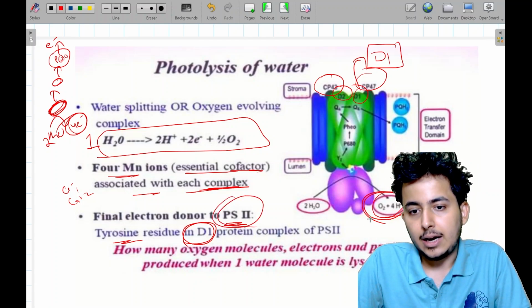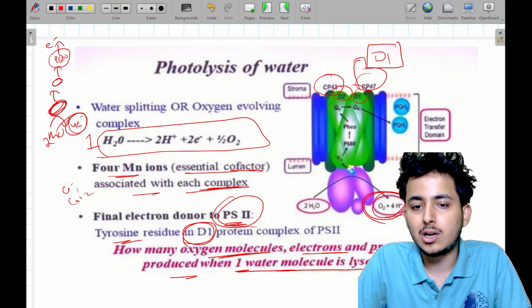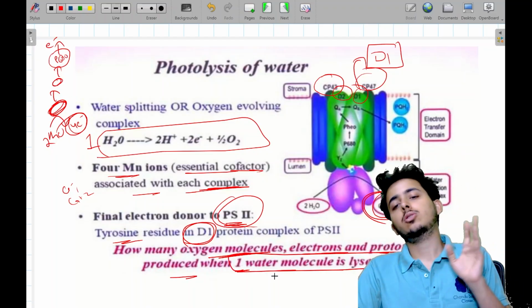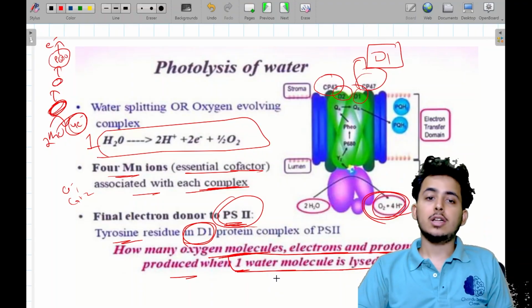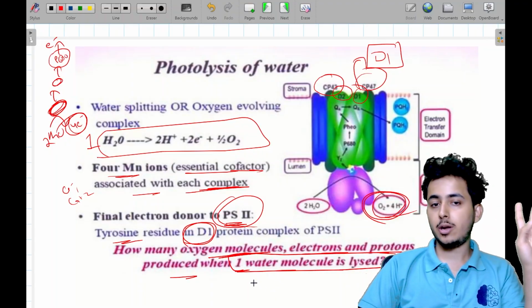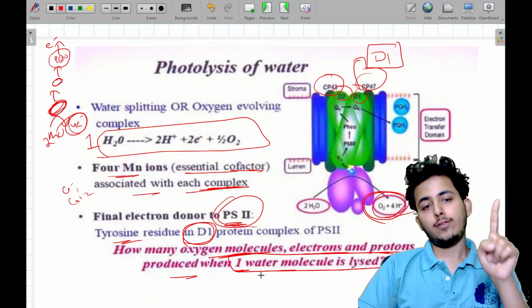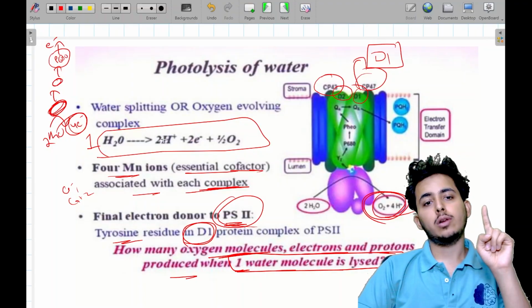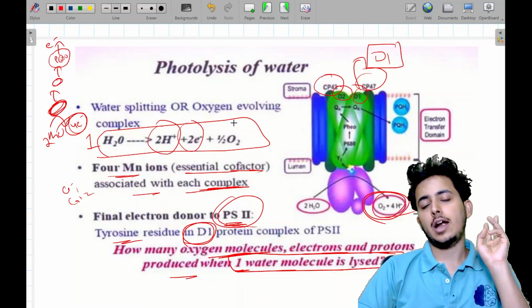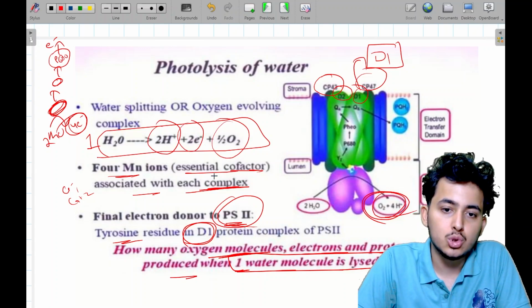And this is the question: how many oxygen molecules, electrons and protons are produced when one water molecule is lysed? I have already answered this since my first lecture. If you are splitting two water molecules, you get 4 protons, 4 electrons, 1 molecule of oxygen. If you split one water molecule, you will get 2 protons, 2 electrons and half a mole of oxygen. This is the stoichiometry that you should remember.